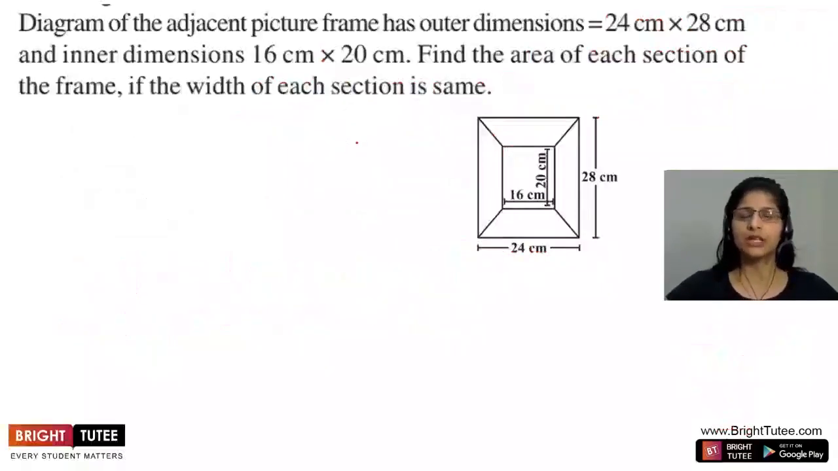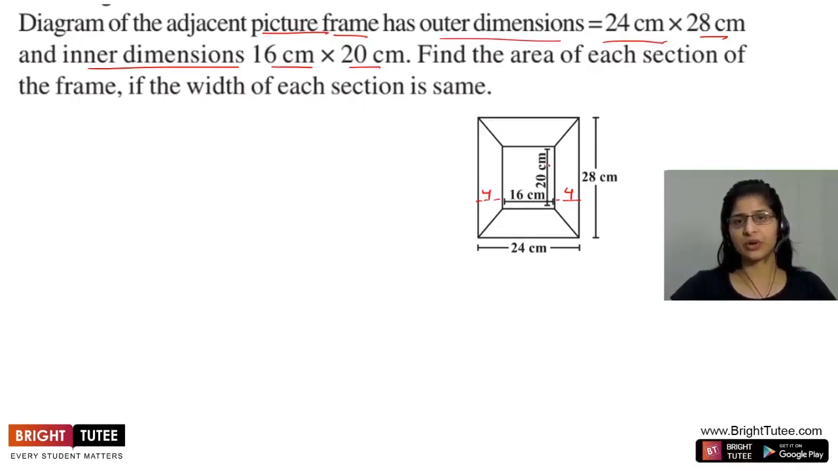Now in this question, we have been given a diagram of the adjacent picture frame, which has outer dimensions as 24 and 28 as shown. This is a picture frame, and the inner dimensions are 16 and 20. So if this is 16, this is 24, then how much is left? 8. So for this side and this side, equal spacing is left. We have to find the area of each section of the frame if the width of each section is the same. They are saying the width is same.